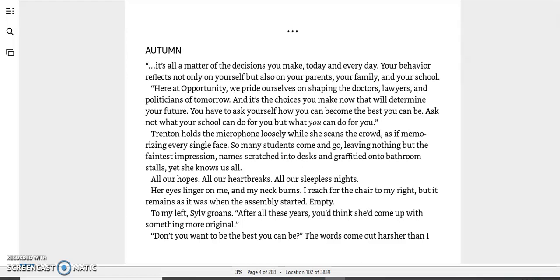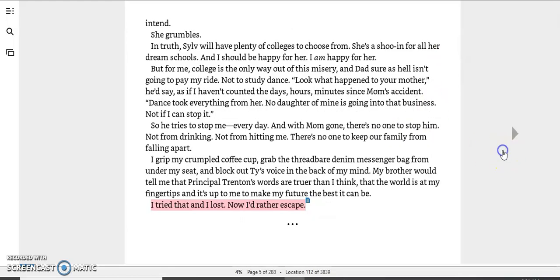Don't you want to be the best you can be? The words came out harsher than I intend. She grumbles. In truth, Sylve will have plenty of colleges to choose from. She's a shoo-in for all of her dream schools. And I should be happy for her. I am happy for her. But for me, college is the only way out of this misery. And Dad sure as hell isn't going to pay my ride.